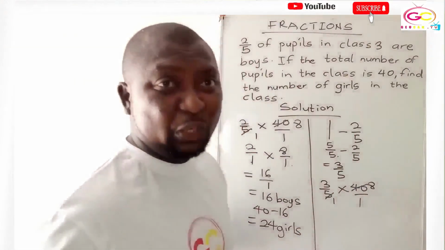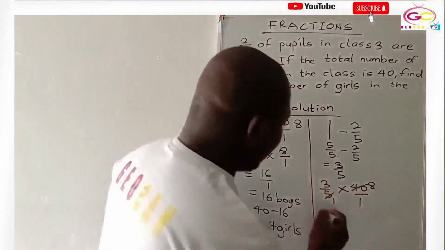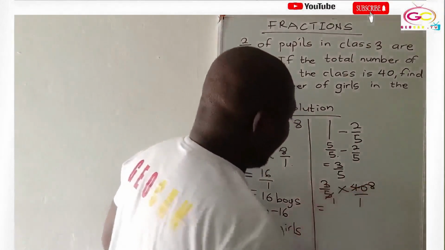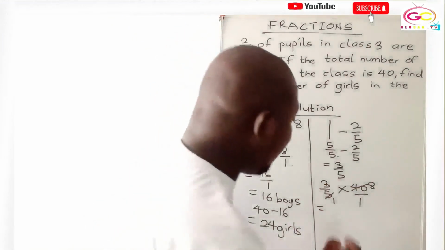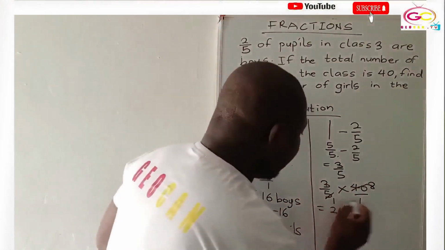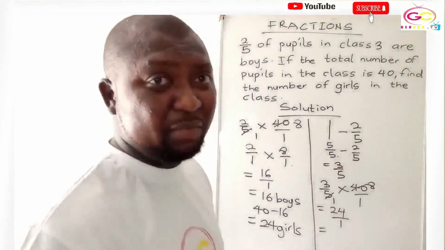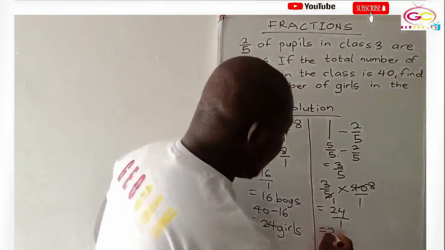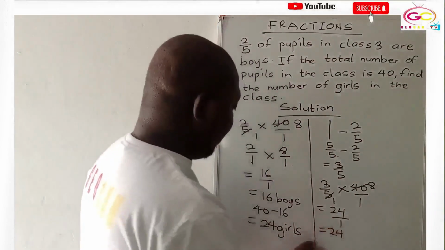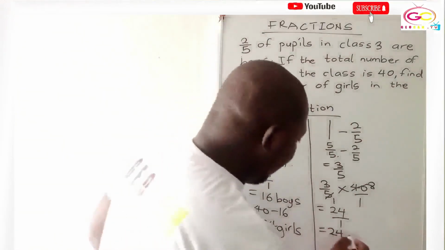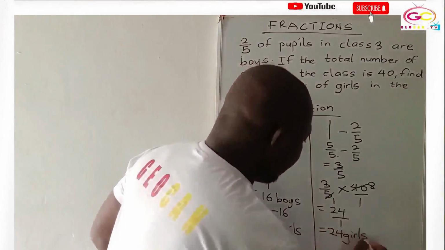Good. So now you can multiply horizontally. What do we have here? 3 times 8 is 24. 1 times 1 will give us 1. Now, any number over 1 is the same as the number. So 24/1 is 24. Voila, look at that, 24. So we have 24 girls.